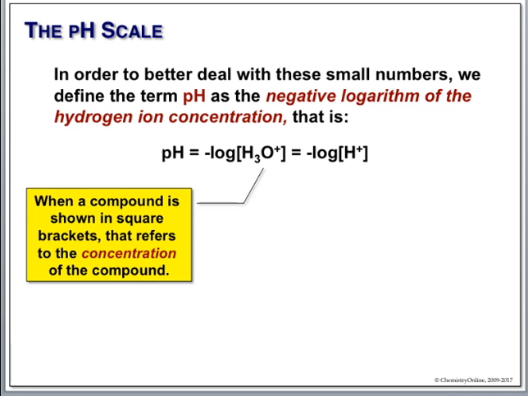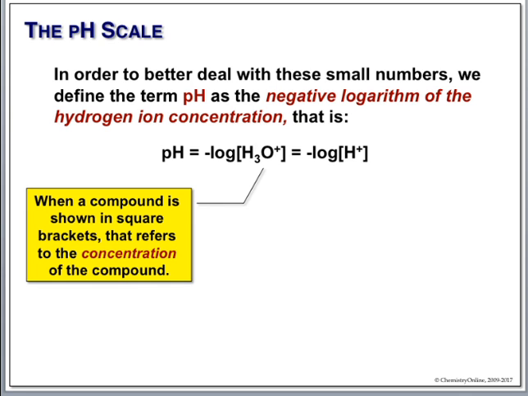pH is defined as the negative log of hydronium. Sometimes it's just written as H+, same thing. Now in neutral water, how much hydronium do we have? We have 10 to the minus 7 molar. Don't ever forget that number. 10 to the minus 7 molar.